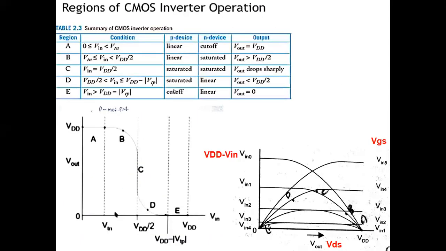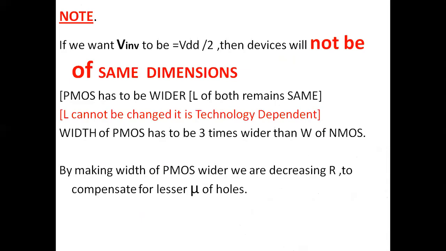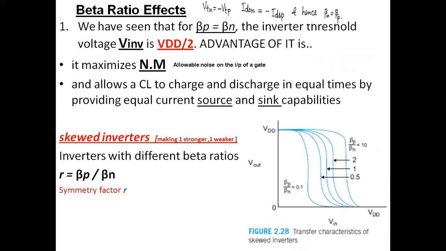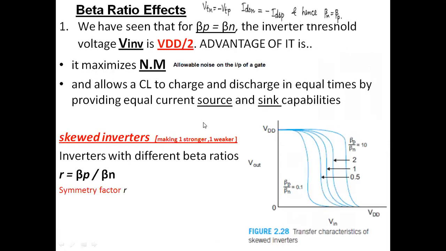In the next class, I'll be dealing with something called slew rate. So we have the equivalent circuit of the CMOS inverter in regions A and B, and C and D, and how the circuits are formed based upon the region of operation of NMOS and PMOS, as well as something called beta ratio effects.